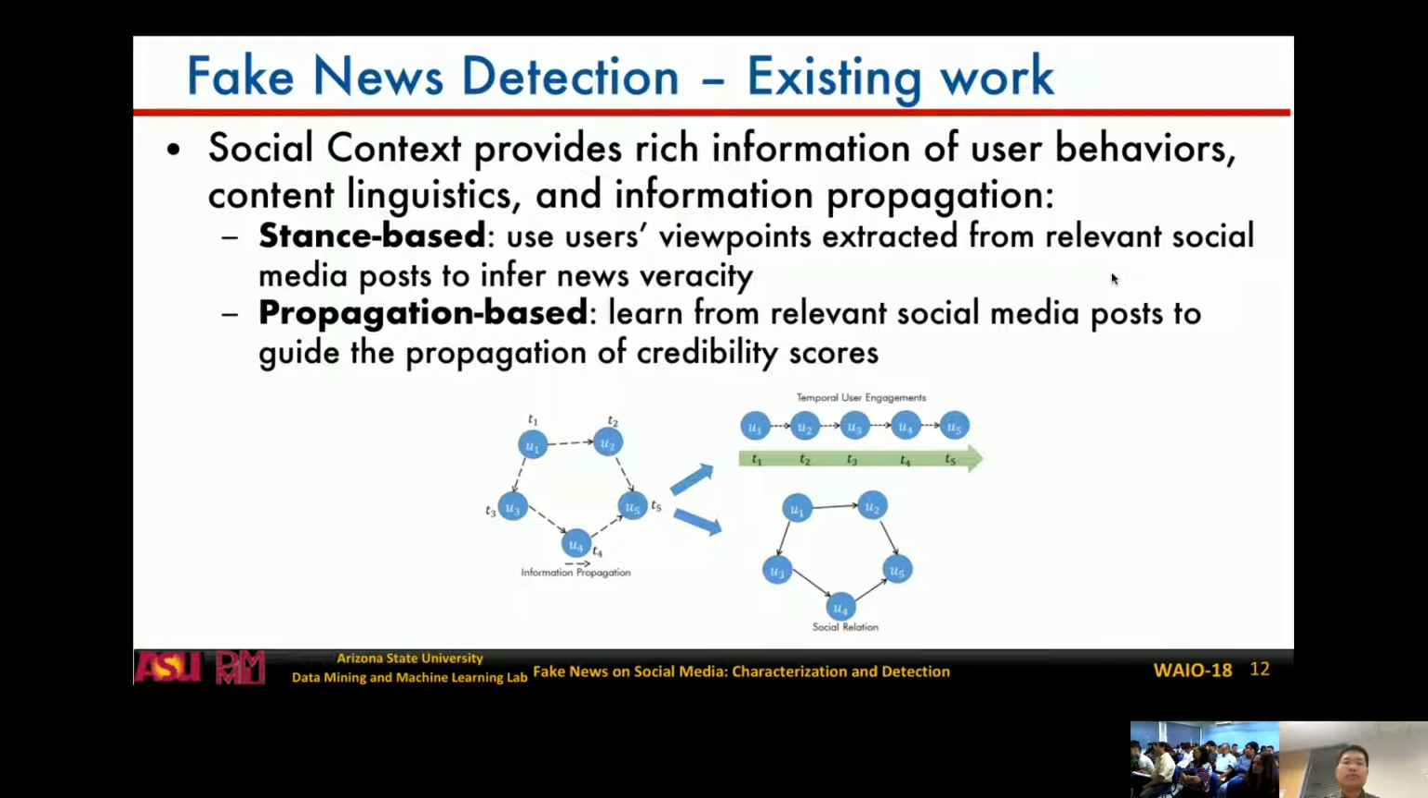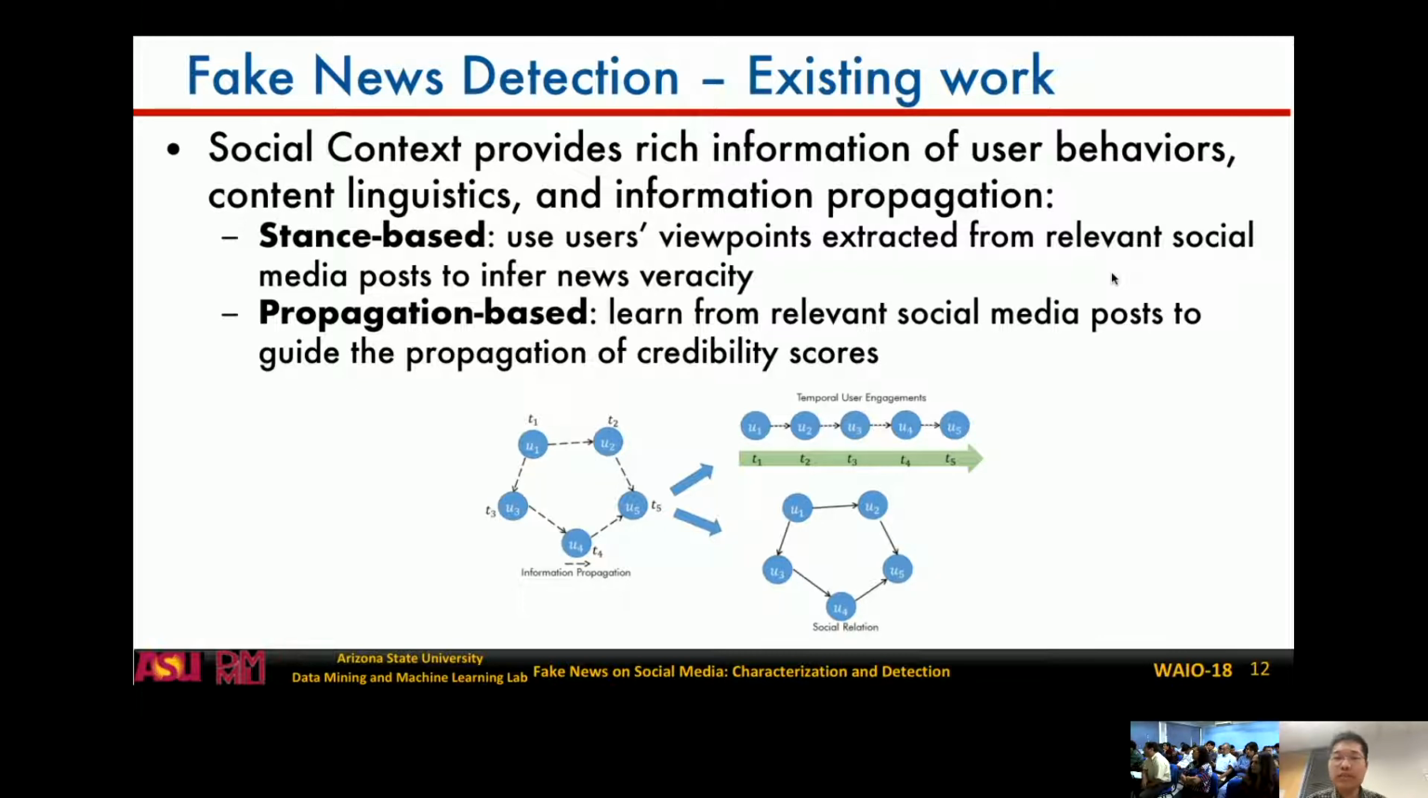And the other one is about propagation-based approaches. The basic idea is to learn from relevant social media posts to guide the propagation of credibility scores. For example, if you look at this figure, the left side is an example of information propagation on a social network. User one posts some news, and then user two retweets his tweet at time two. So we can construct this kind of propagation network, and then to extract some informative features from this network, we can actually look at it from two aspects.